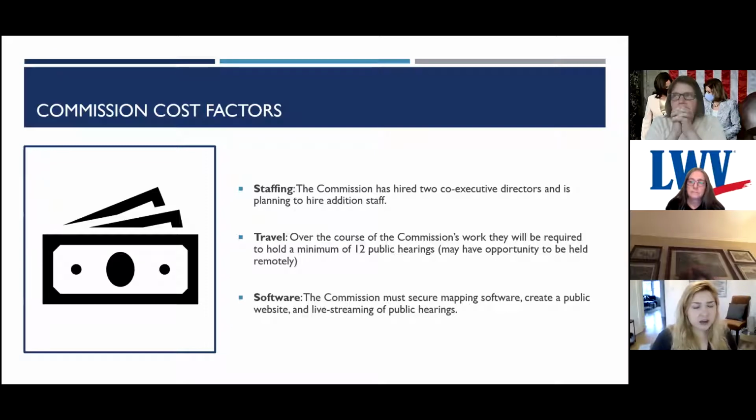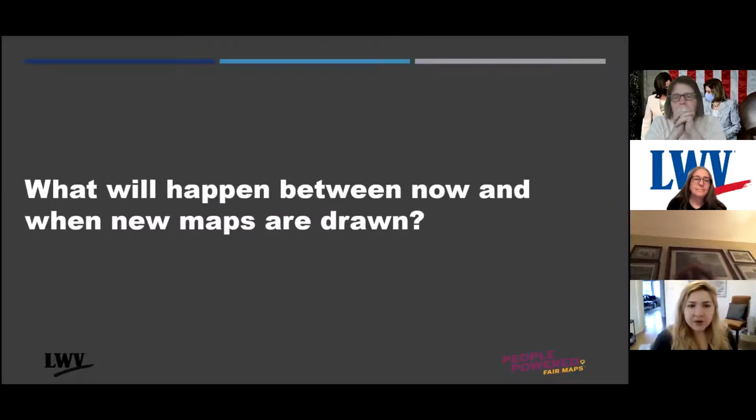So there's definitely a lot of cost factors in place, and that $4 million is probably going to get spent pretty quick. So now we know what they are supposed to do. We know who they are. We know the rules. What is the timeline? What happens between now and when we actually have our new district lines?